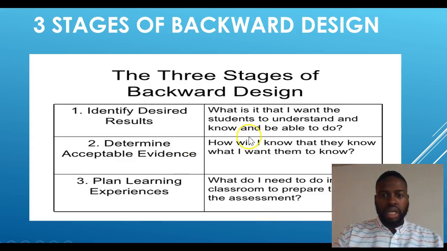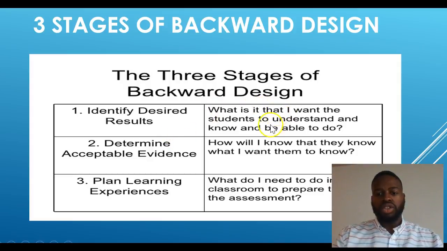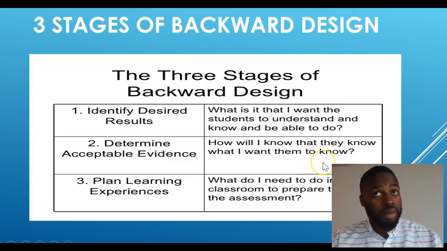The 3 stages of backward design: 1, identify desired results. What is it that I want the students to understand and know and be able to do? 2, determine acceptable evidence. How will I know that they know what I want them to know?